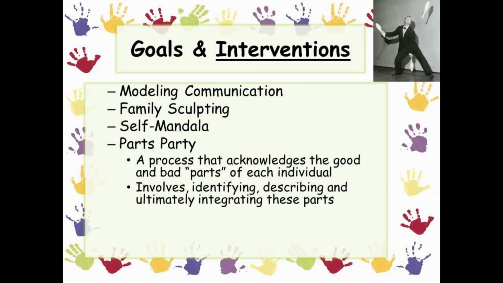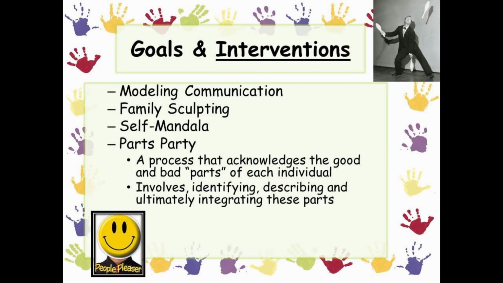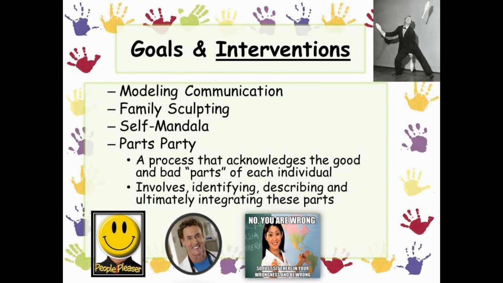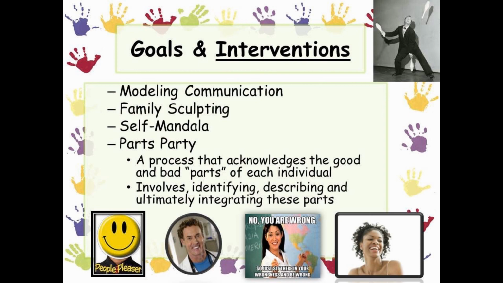Now, the next intervention is called the parts party, and this involves acknowledging and describing the good and bad parts of each individual and ultimately integrating these parts into a more unified whole. For example, it might involve recognizing one's people-pleasing persona, sarcastic tendencies, know-it-all behaviors, as well as the joyful aspects of the self, and bringing them together in a unified way.